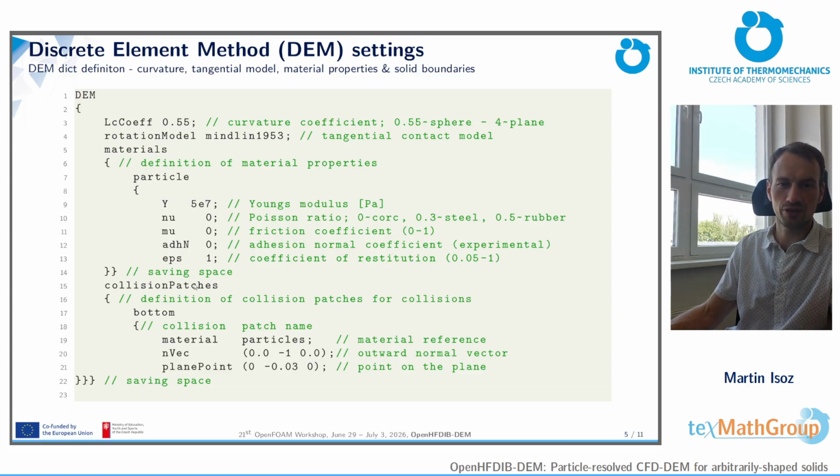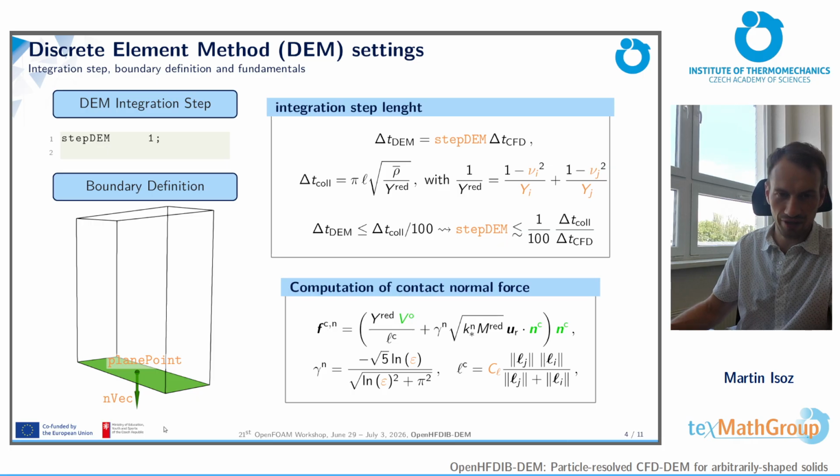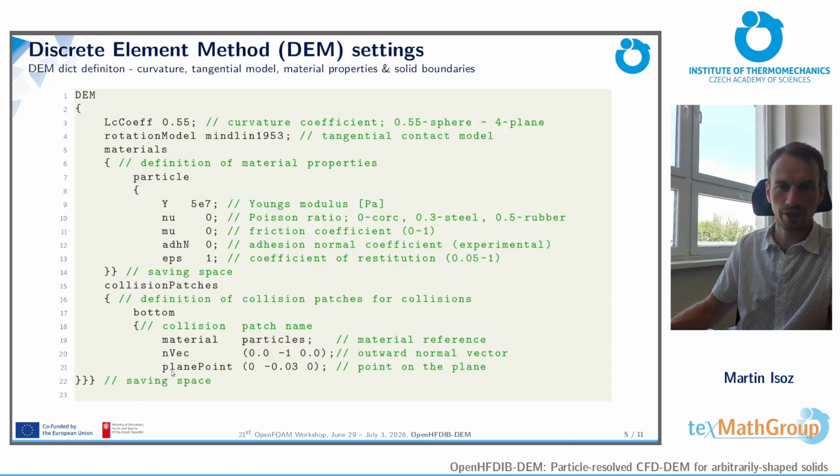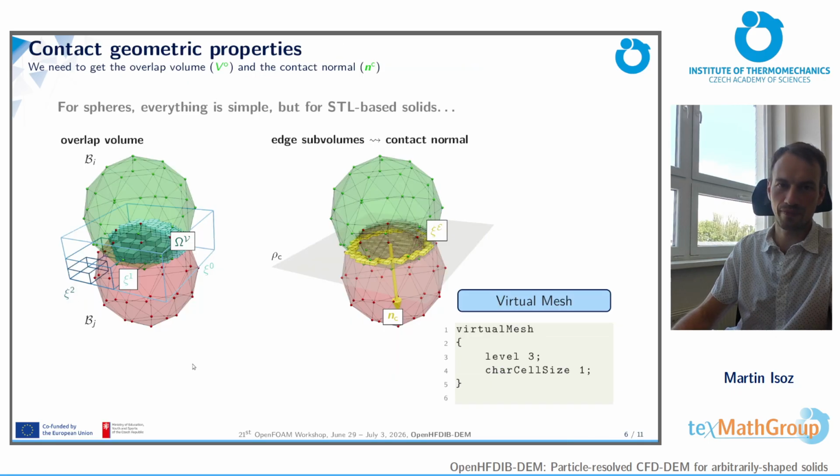Then we have these collision patches. As before, let's just go back. We have this bottom collision plane, and we define it through a point lying in the plane and a normal vector. We have this bottom, which is the unique identifier of the collision patch. It has a material, in this case this one material, and there is a normal vector and a point in the plane. This completes the definition of the collision patch.